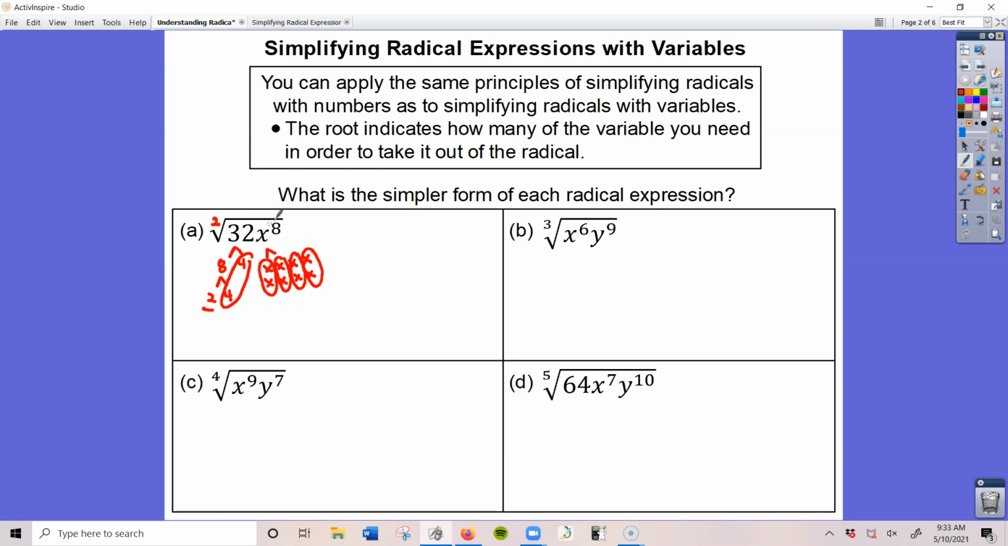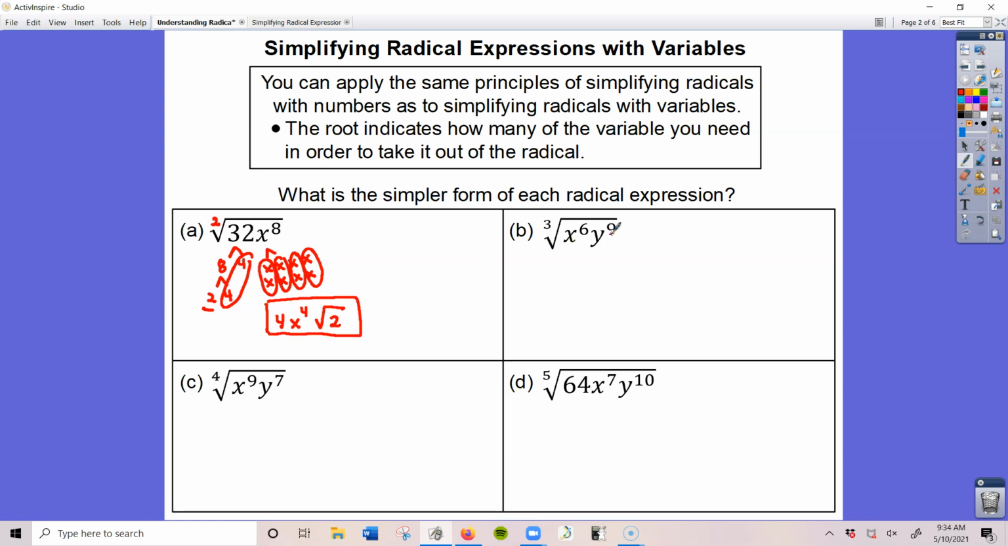Now we're ready to rewrite this radical. So we're going to move everything that we've circled to the outside. Since we have multiple things that we have circled, that means that when you move it outside, you multiply everything together. So this is like saying 4 times x times x times x times x, which is 4x to the 4th. Since x times itself 4 times is x to the 4th. But this 2 stays inside, so it would be the square root of 2. And this would be our answer.